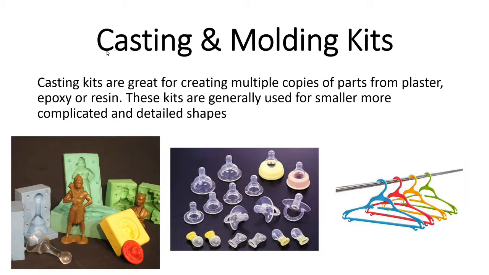Casting and molding kits. Casting kits are great for creating multiple copies of parts from plaster, epoxy, or resin. These kits are generally used for smaller, more complex, and detailed shapes. There are many YouTube videos that you can find on casting, so you can create your own mold, and then you can create your prototypes that way.